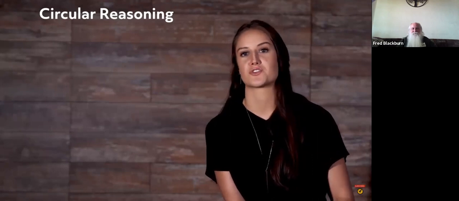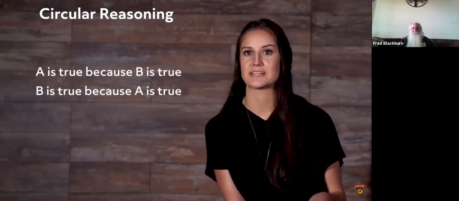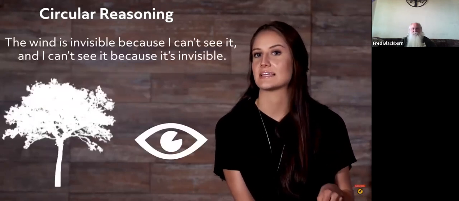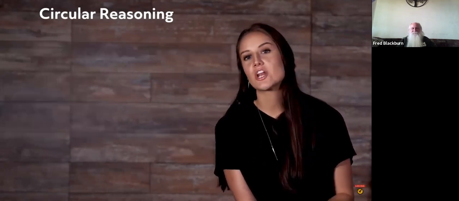A typical formula for circular reasoning is A is true because B is true, and B is true because A is true. Another example of this would be the wind is invisible because I can't see it, and I can't see it because it's invisible. When constructing an argument, make sure to avoid this kind of logic by being as specific as possible about your proof.